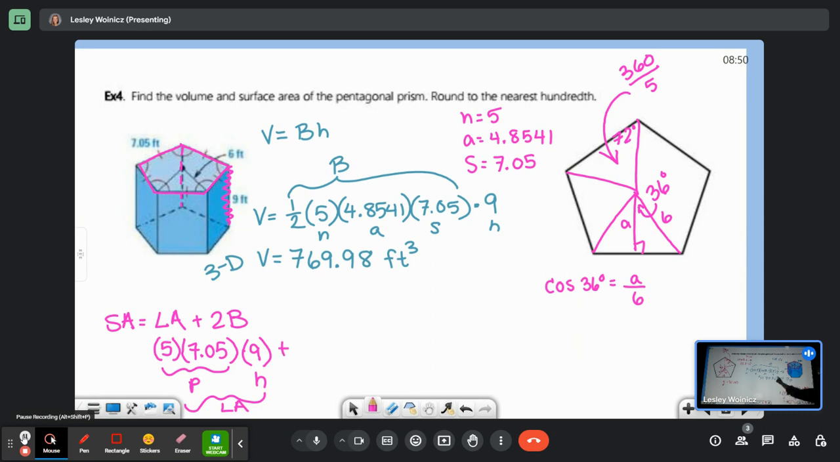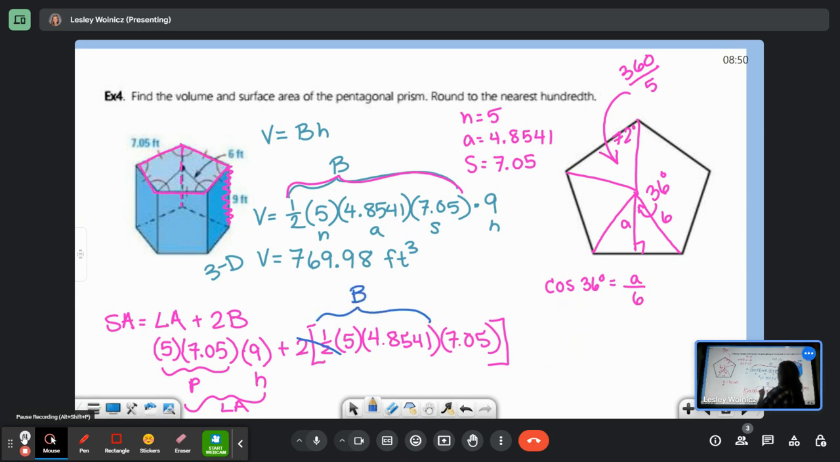All right, we've already figured out what our base is. It's this big guy. So we're just going to use 2 of him. 2 times 1/2 times 5 times 4.8541 times 7.05. Okay, what happens with the 2 and the 1/2? They cancel. Goodbye to you. Oh, okay, this is the base. That whole thing is the base. Just kidding. It's just huge.